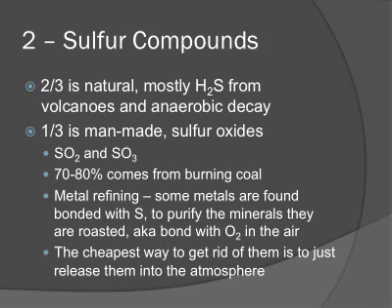Okay, the second type of particulate we're going to talk about is sulfur compounds. Two-thirds of the sulfur compounds are naturally occurring, which means they happen naturally. One of them is H2S, and this is produced when volcanoes erupt and sometimes by anaerobic decay. Anaerobic decay is the decay processes that happen when oxygen is not present. So it's kind of like the backwards of decay.